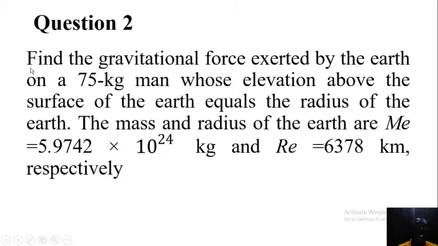Now let's take a look at this question. Find the gravitational force exerted by the Earth on a 75 kilogram man whose elevation above the surface of the Earth equals the radius of the Earth. The mass and radius of the Earth are ME equals 5.9742 times 10 exponent 24 kilogram, and the radius of the Earth equals 6,378 kilometers respectively. Now, what have we been given and what are we looking for?